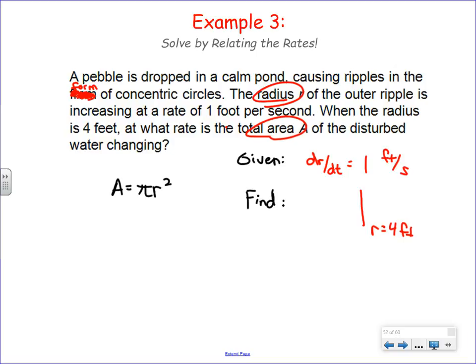What is the rate of the area? Now Gerardo, how would we say rate of area? dA/dt. Perfect. Use the quantity that you have, which is A for area. dA/dt is what we're trying to find.